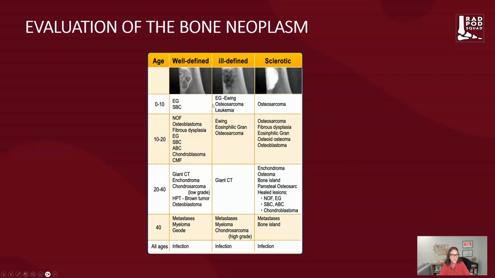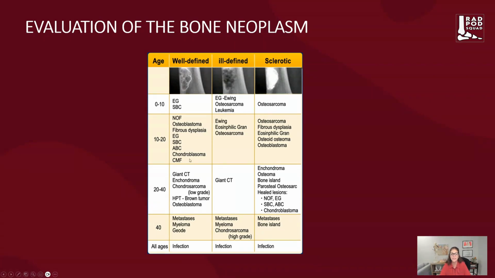In the ill-defined category, the malignancies might include Ewing's and osteosarcoma and leukemia. Of course, sclerotic bone lesions, osteosarcoma in this young age category. It's important to understand this young age category. There are not that many lesions, and they have specific ramifications, obviously, for the patient.